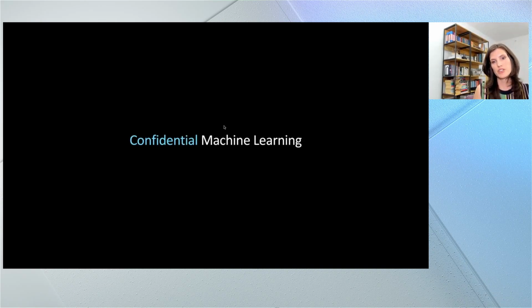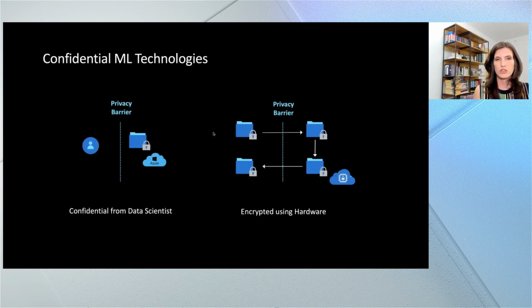So I'm going to shift gears a little bit here and talk about another class of emerging technologies we have that help you do machine learning more confidentially. So in this case, we're investing in a range of technologies to allow you to have higher levels of kind of guarantee of confidentiality in your process.